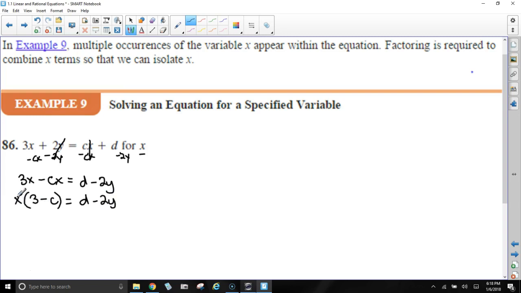Now, we're trying to get x by itself, and right now it's being multiplied by this quantity, so what we need to do is divide both sides by 3 minus c, that quantity. When we do that, the 3 minus c's reduce, just leaving us with what we were going for, x on the left-hand side. So x is d minus 2y divided by that quantity 3 minus c.